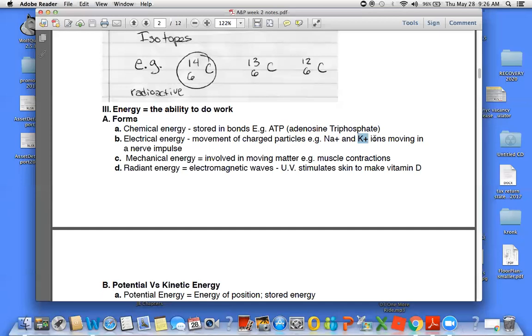And what's telling me to do that? Hey, my brain. I'm sending electrical signals in order to move my hand. Radiant energy, of course, is energy from electromagnetic waves. For our purposes, energy from the sun.